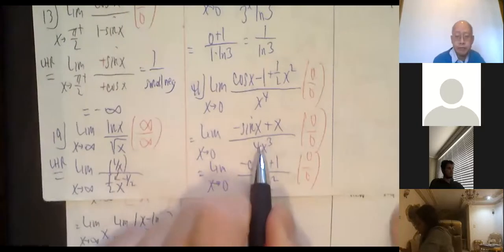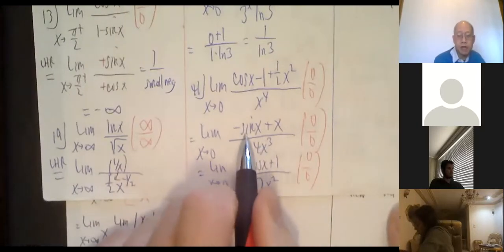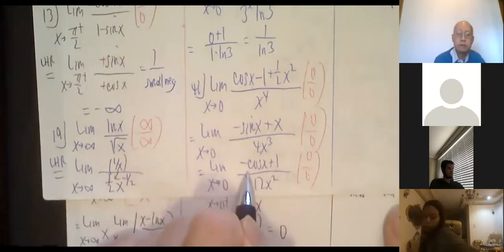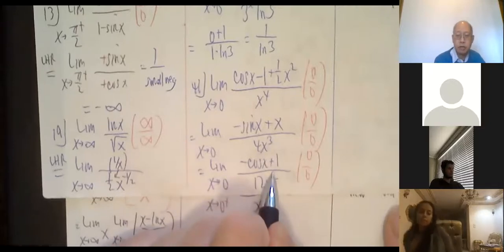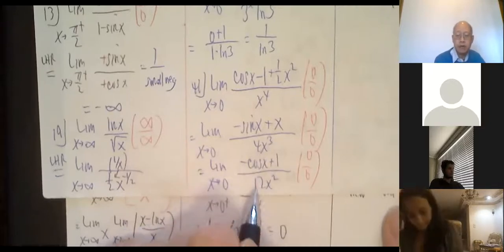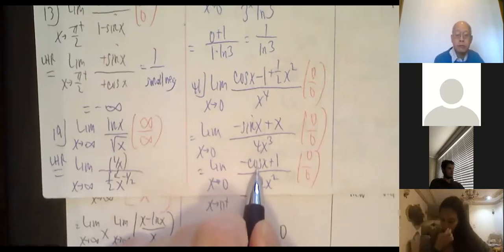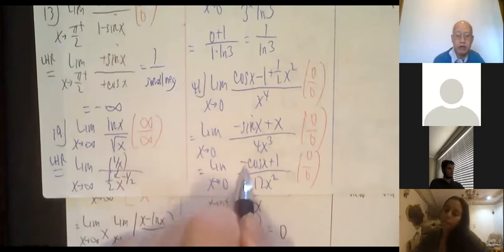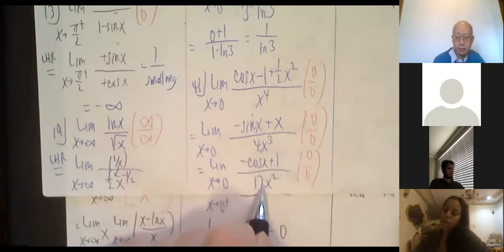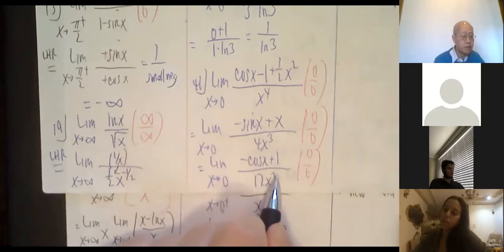Do it again. So what's the derivative of negative sine? Negative cosine. Derivative of x is 1. Derivative of the bottom is 12x squared. Still 0 over 0. Cosine of 0 is 1, so negative 1 plus 1 is 0. Plug in 0, that's 0. You do it again.